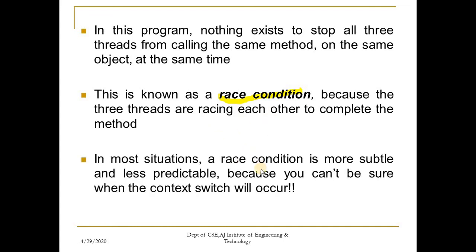In most situations, a race condition is more subtle and less predictable because you can't be sure when the context switch will occur. So when this race condition occurs, you cannot predict the output because you will not know how the switching from one thread to another occurs. That is how the context switching takes place between threads, that you will not see. So you cannot predict the output.